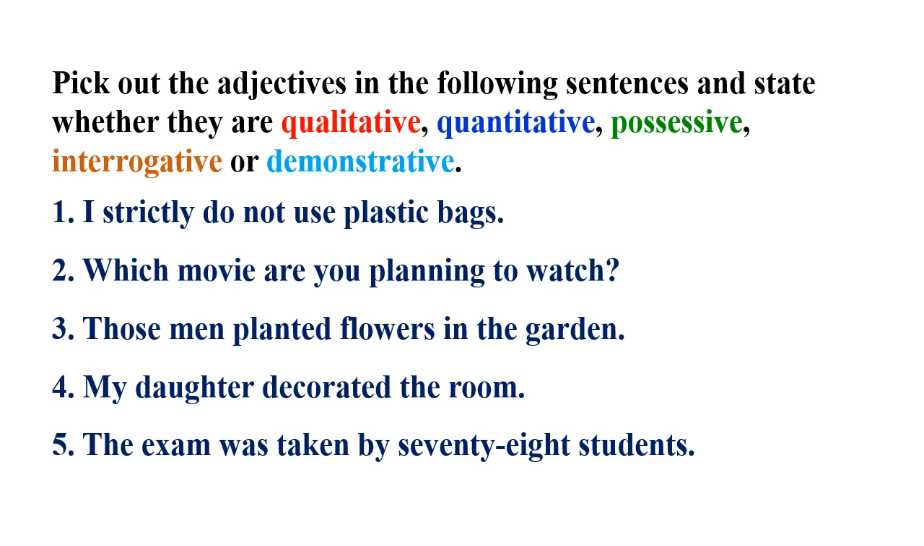I have 5 questions here for you. You have to pick out the adjectives in these sentences and state their type. Remember, there are 5 types of adjectives: qualitative, quantitative, possessive, interrogative, and demonstrative. Qualitative adjectives describe the size, shape, color, origin, material of a noun. Quantitative adjectives state the quantity or how many or how much of a thing.